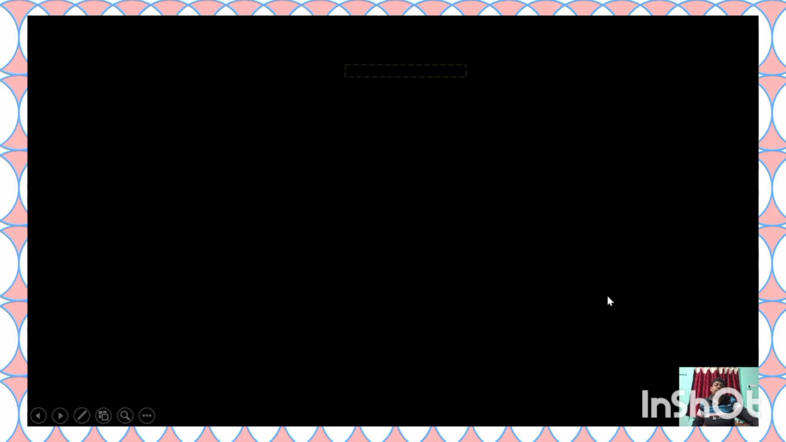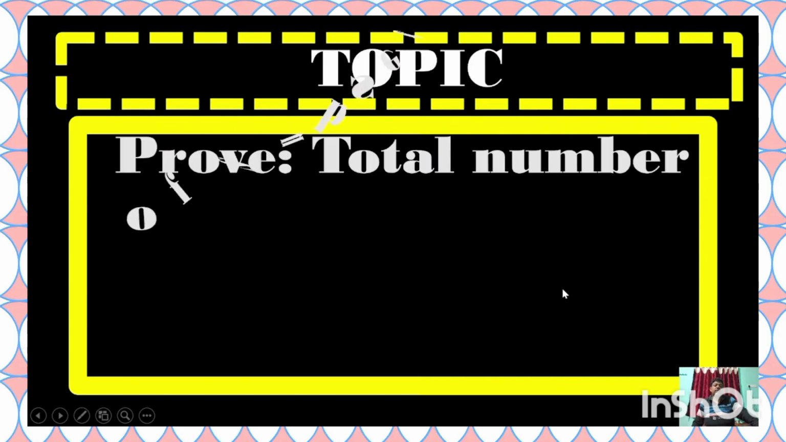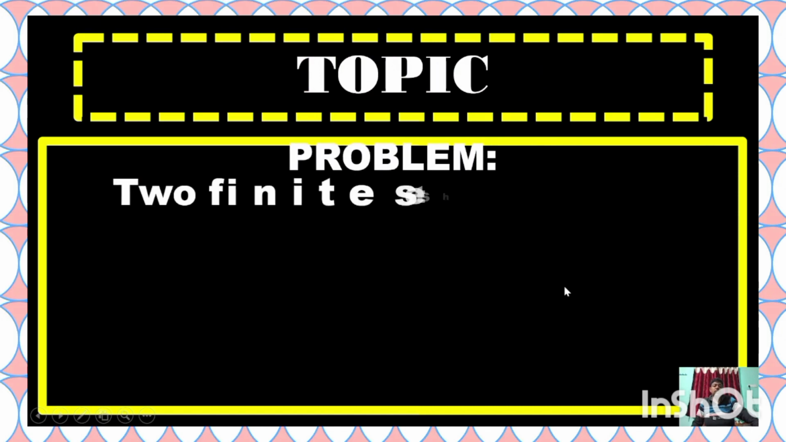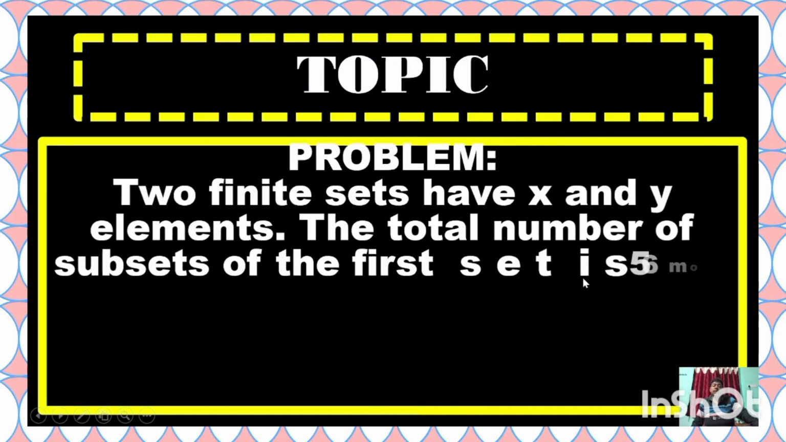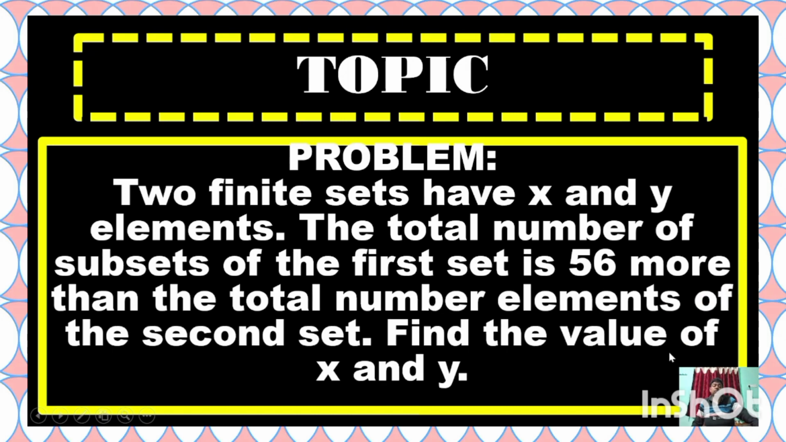And here is the concept I am going to discuss. Look at the concept, which topic I am going to discuss here. Here is an important statement that I am going to prove: the total number of subsets of a set having n elements is 2 to the power n. Understand? Another concept: look here, two finite sets having x and y elements. The total number of subsets of the first set is 56 more than the total number of subsets of the second set. Find the value of x and y. One of the interesting problems which I am going to explain for your class 11 mathematics. You can also find it in different kinds of competitive exams.